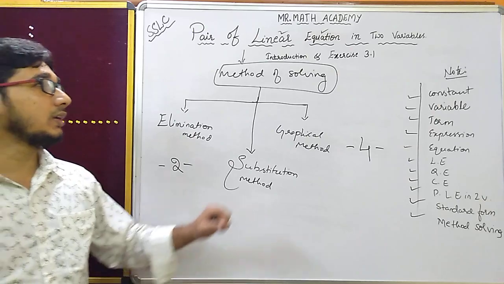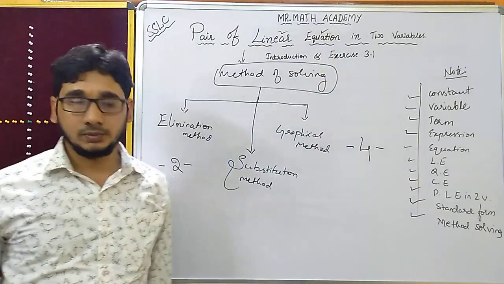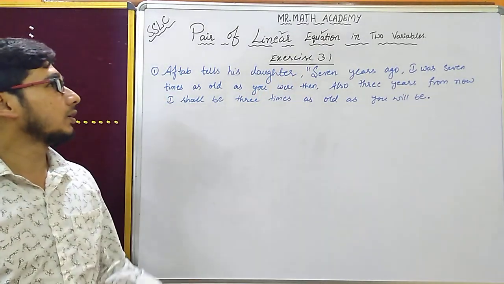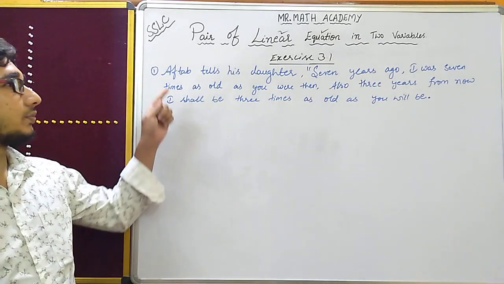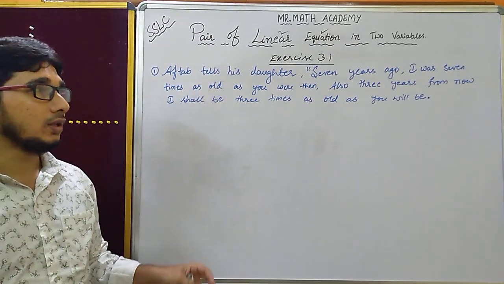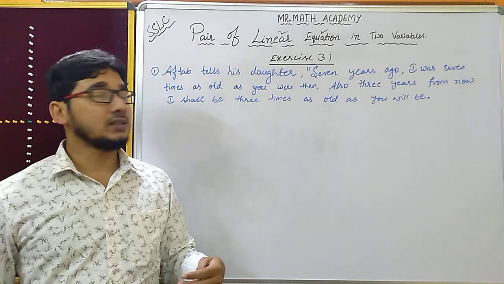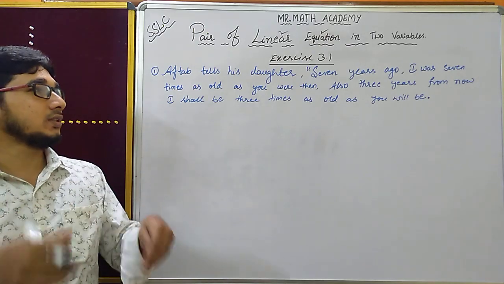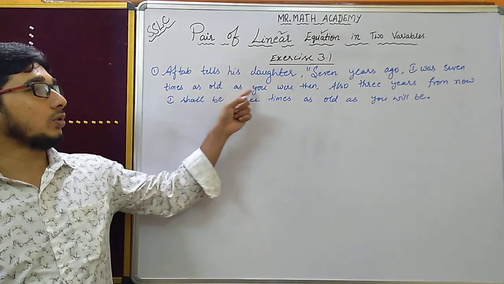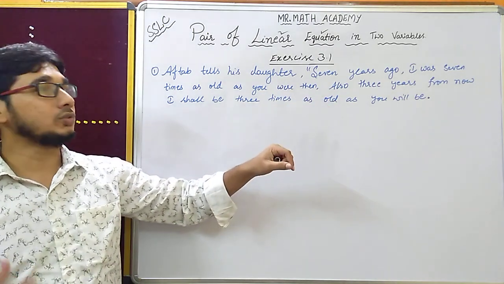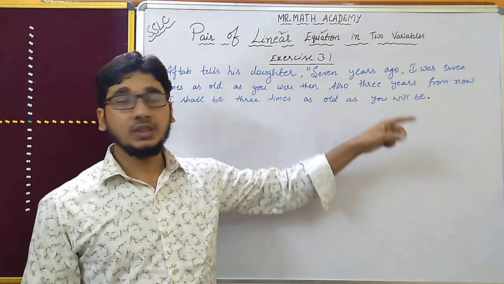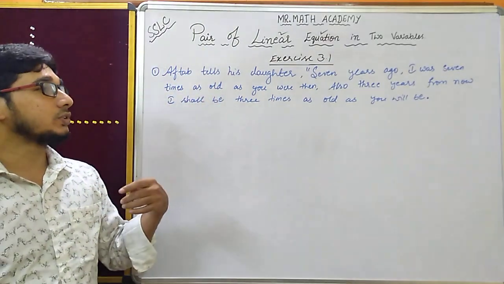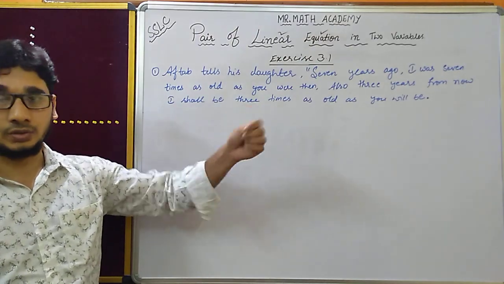Let us go for exercise 3.1. The question is like this. Aftab tells his daughter, 7 years ago, I was 7 times as old as you were then. Also, 3 years from now, I shall be 3 times as old as you will be.